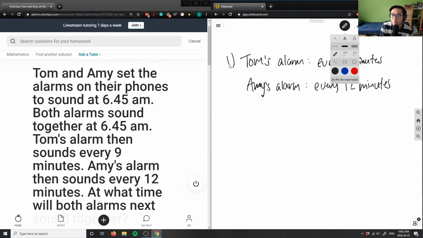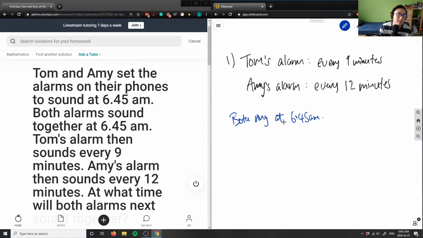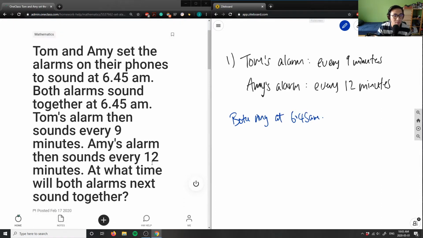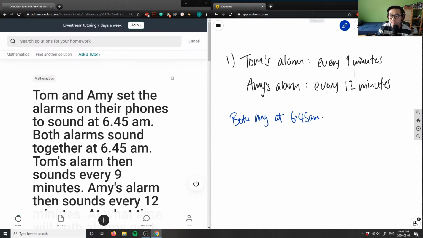And we know that they both ring at 6:45, right? Both alarms sound together at 6:45. It's asking us at what time both alarms will next sound together. So I'll use blue for Tom here. If you look at Tom's alarm, it rings every 9 minutes, right?